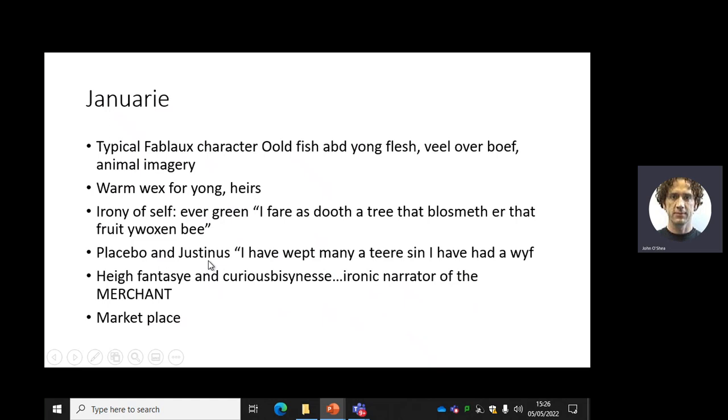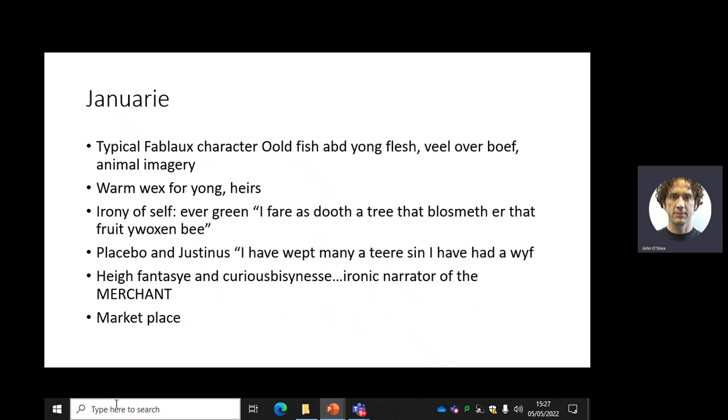So if you get a question about marriage or the role of women, don't forget there's other characters who are deeply unhappy in marriage. So for instance, Justinus: I've wept many a tear since I have had a wife. The host at the end of the story says he's unhappily married as well. Pluto in the tale is deeply unhappily married, because he takes a young wife also. And the merchant, of course.